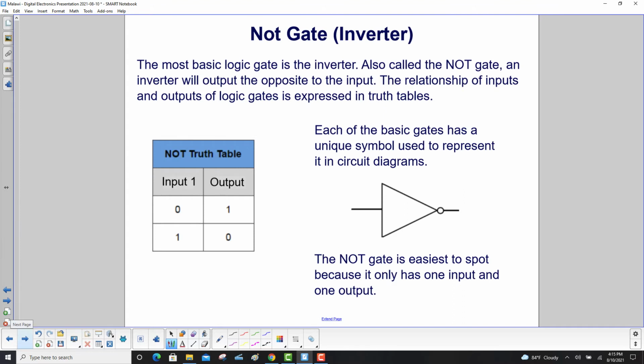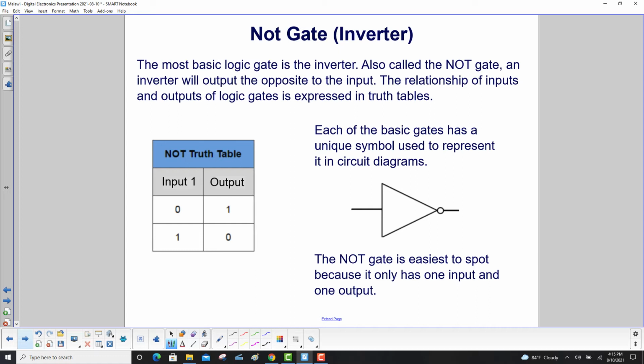The most basic logic gate is the inverter, also called the NOT gate. An inverter will output the opposite of the input. That's pretty straightforward. And once again, the relationship of inputs and outputs of logic gates is expressed in truth tables.